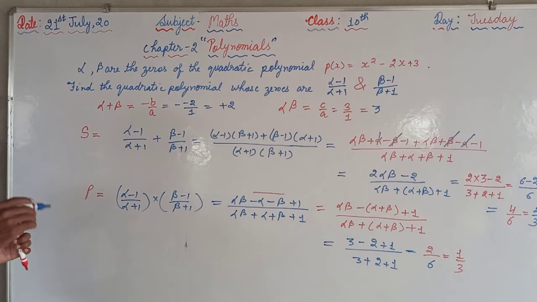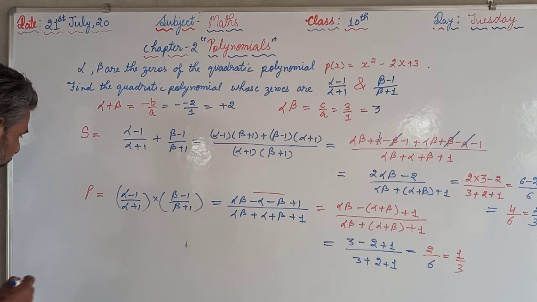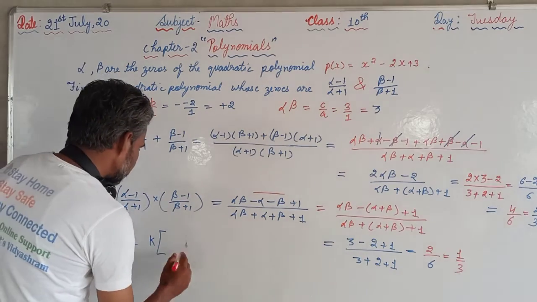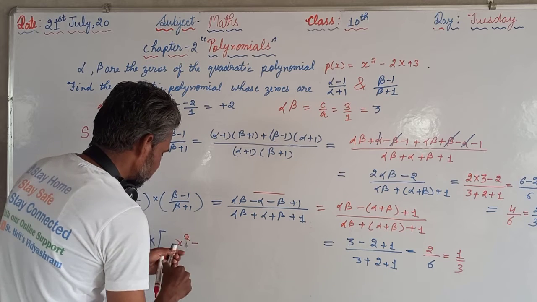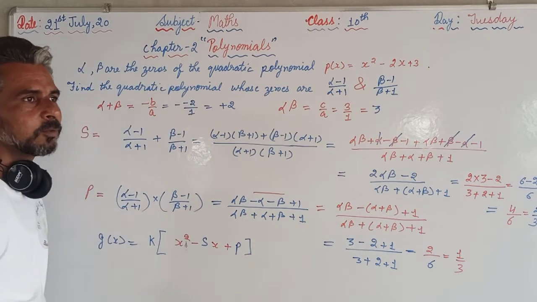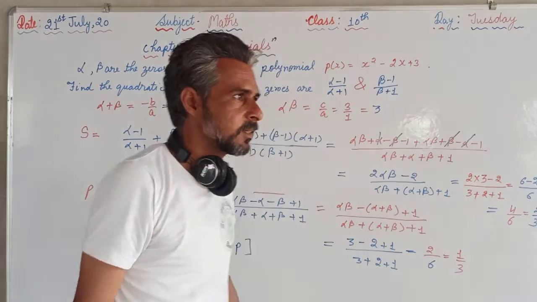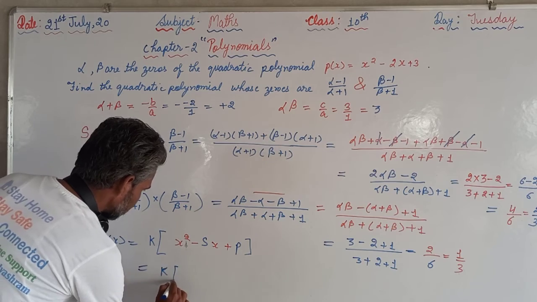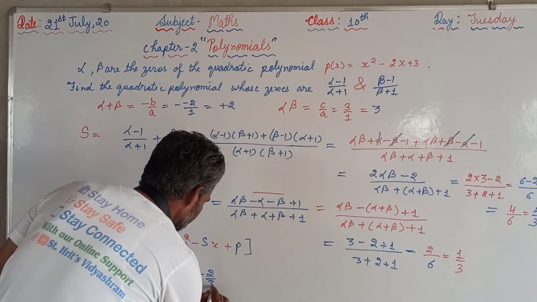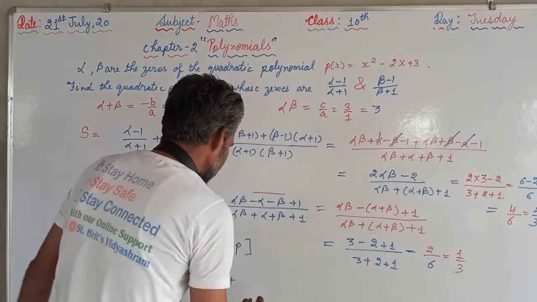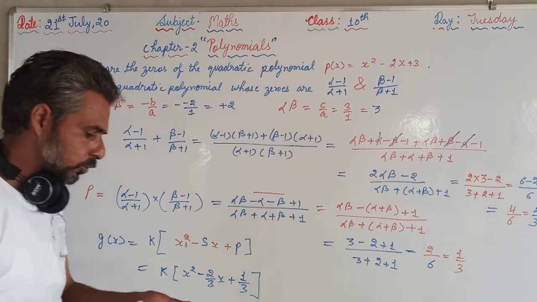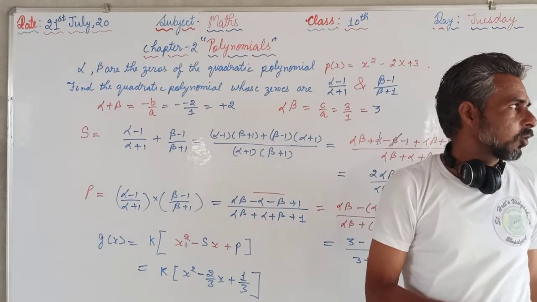Now we can construct the equation which we are supposed to construct according to the question. That is g of x, and that will be equal to k, the constant will be there, and the general form is x square minus sum of the roots into x plus product of the roots or the zeros. You are not supposed to be confused between the zeros and the roots. The meaning is same. So that is k into x square minus sum of the roots. Sum of the roots is 2 upon 3, so minus 2 upon 3 x plus product of the roots, that is 1 upon 3, and that is the answer of this question.